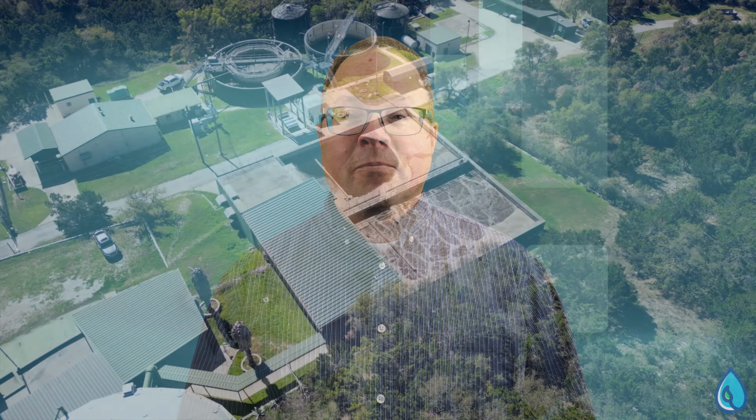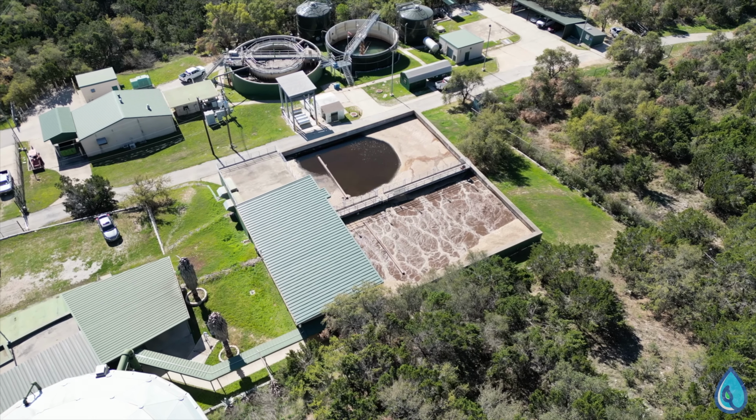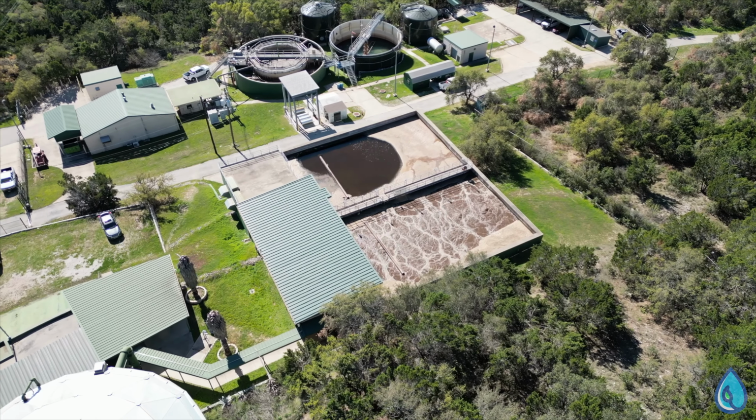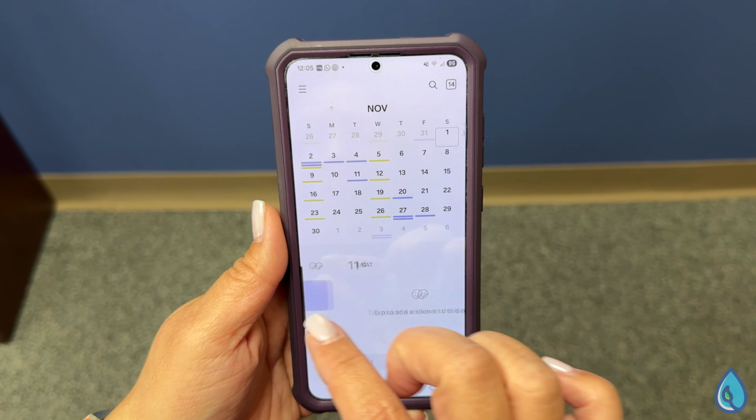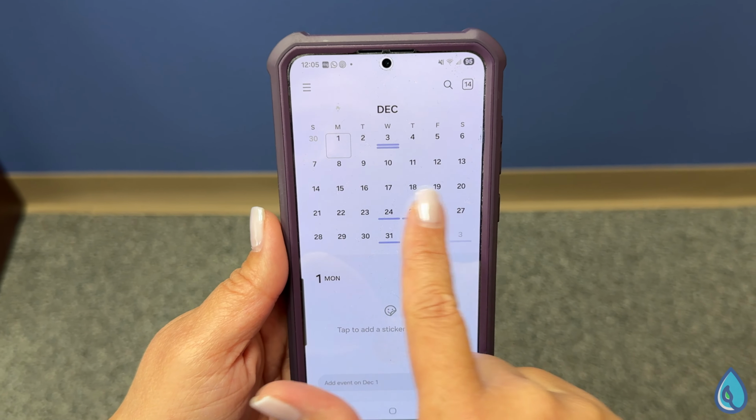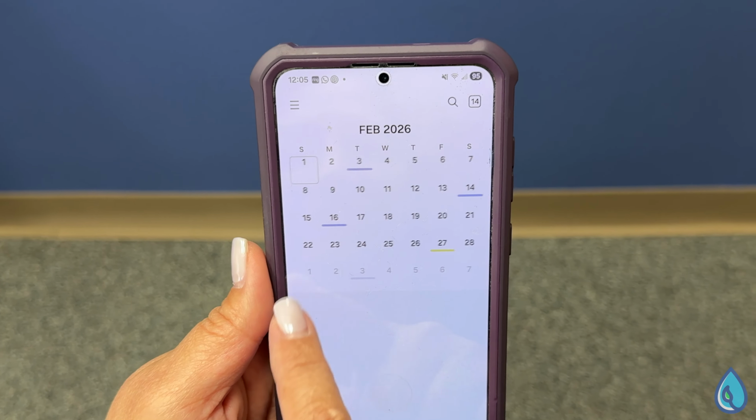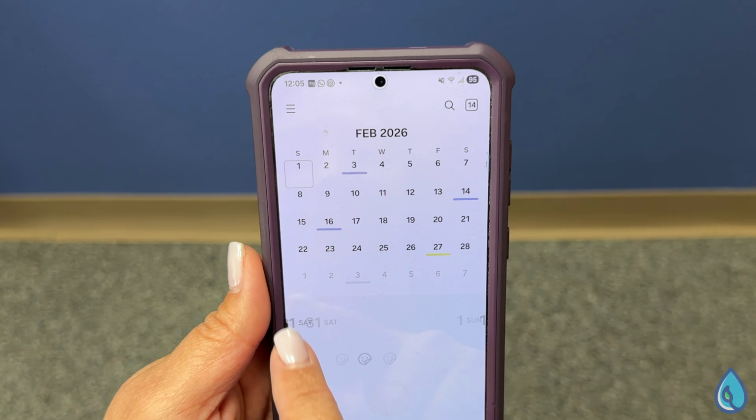In this edition of WaterWise, we'll be discussing wastewater averaging, what it is, how it works, and how you can take advantage of it. Wastewater averaging is a method used by water utilities like WCID number 17 to calculate your average monthly household water consumption during our winter months. This average is then used to determine your wastewater charges for the next 12 months of the year.